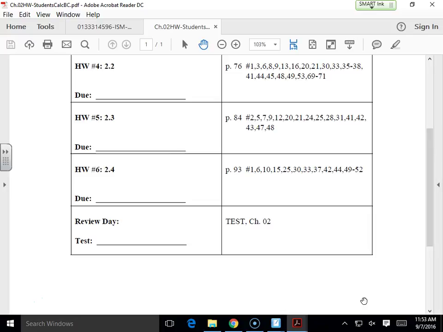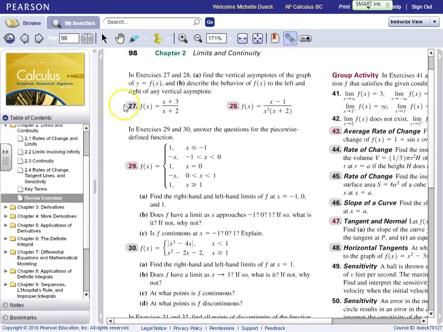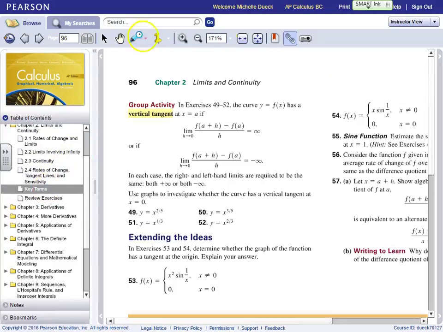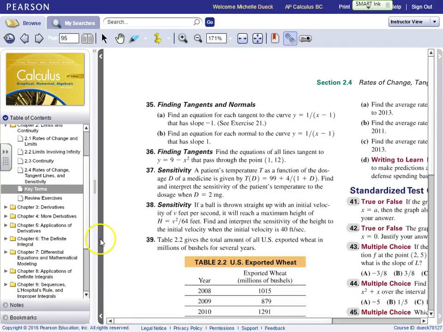Alright, number 37. I think I have the book open, sorry, that's why I was pausing. But let's go back to here. A patient's temperature T is a function of the dosage of medicine D, given by 9 plus 4 over 1 plus D. So that's a function of temperature. Find and interpret the sensitivity of the patient's temperature to the dosage when D is equal to 2 milligrams.